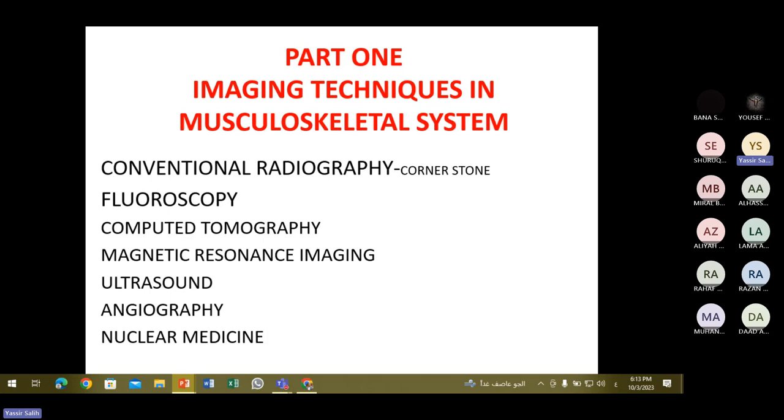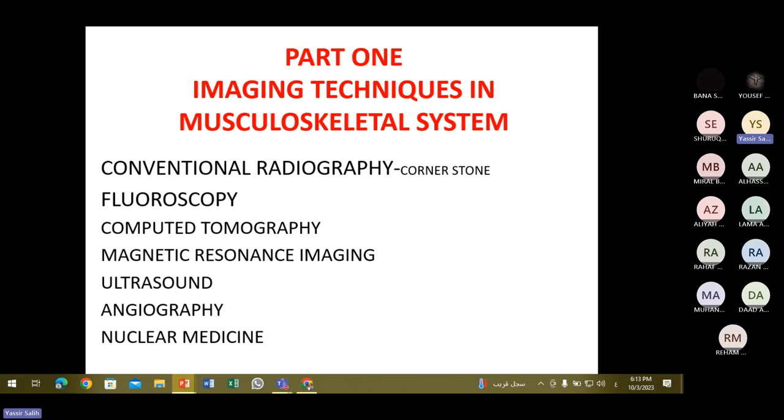So the MSK system can be assessed by these modalities and techniques: conventional radiography or plain X-ray, which is the cornerstone for assessment of this system; fluoroscopy, which is a live imaging technique, and we can use contrast with it; CT, computed tomography, also a very important imaging technique; MRI; ultrasound; angiography for the blood vessels of the lower or upper limbs. Nuclear medicine also is a very important imaging technique for assessment of the MSK.